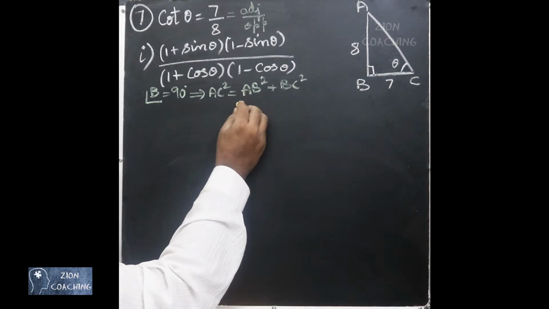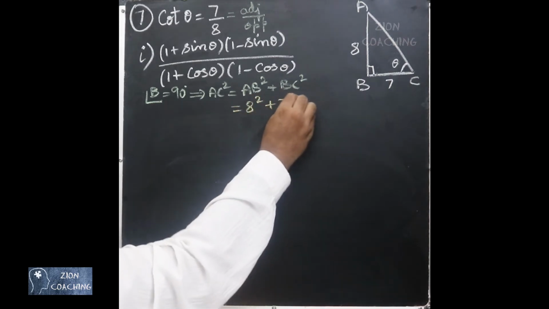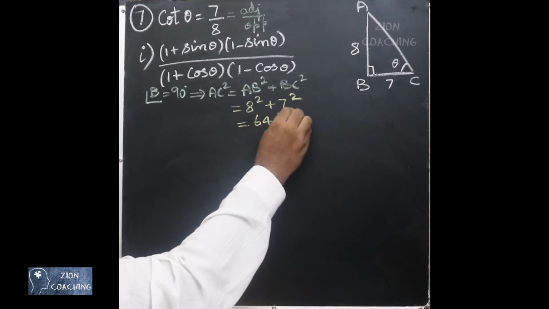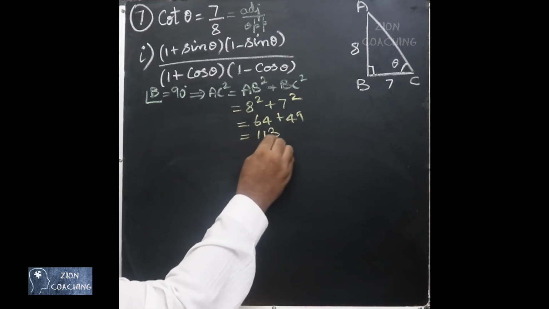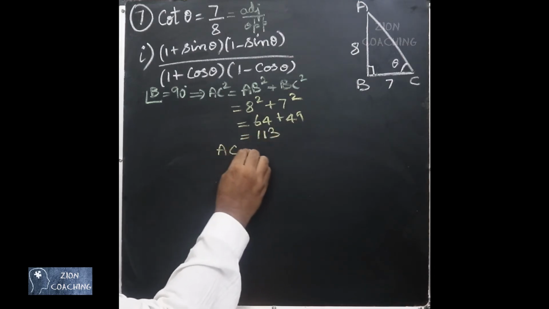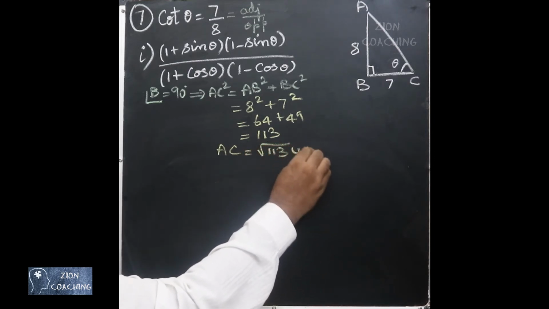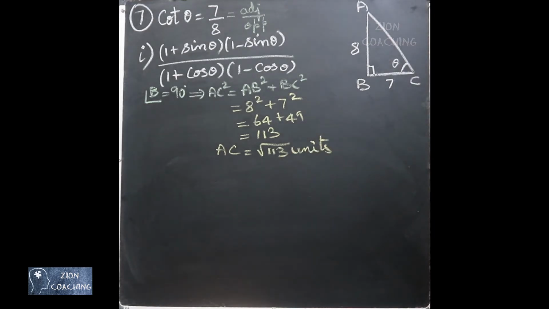Now let us find AC. Your AB value is 8. So we have 8 squared plus 7 squared, that is 64 plus 49, which is 113. So AC is going to be square root of 113 units. Now we have found the hypotenuse side. Now we are going to find what is sin theta and what is cos theta.